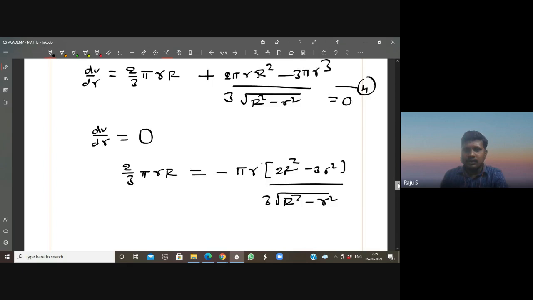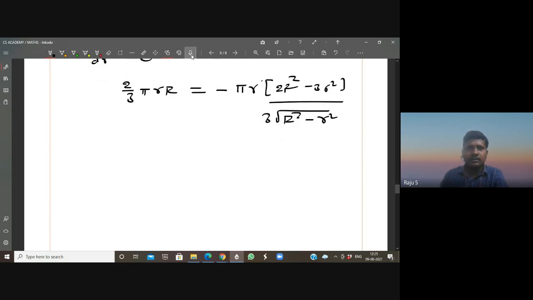Can you tell me what is the critical point here? Critical point in the sense, the smaller value. We have to find the smaller value. Will anything be cancelled? Yes, it will be cancelled. Pi gets cancelled. Small r gets cancelled.